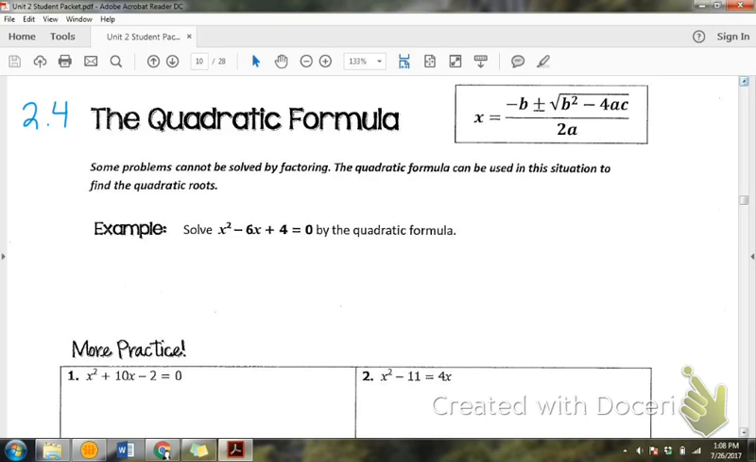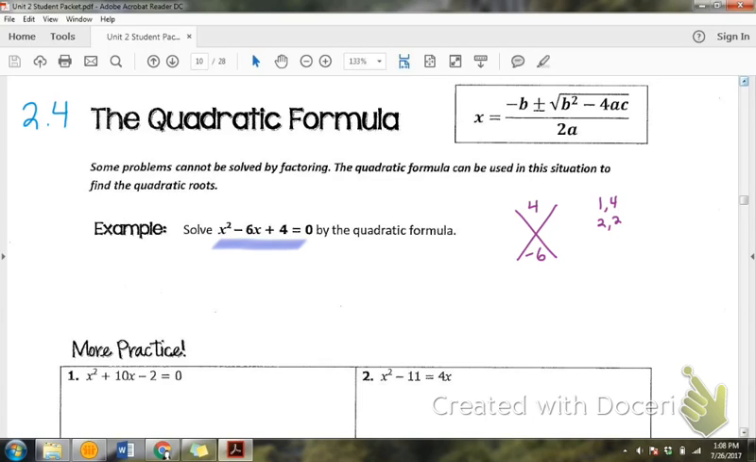We use the quadratic formula because some problems cannot be solved by factoring. So we're used to seeing a problem like this, x squared minus 6x plus 4. If I gave you this problem and said solve it, let's see what happens when I use the x factor. What two numbers multiply to get 4 and add to get a negative 6? That's what we would be doing, right? The only numbers that make 4 are 1 and 4 and 2 and 2. Do any of those add together to get 6?